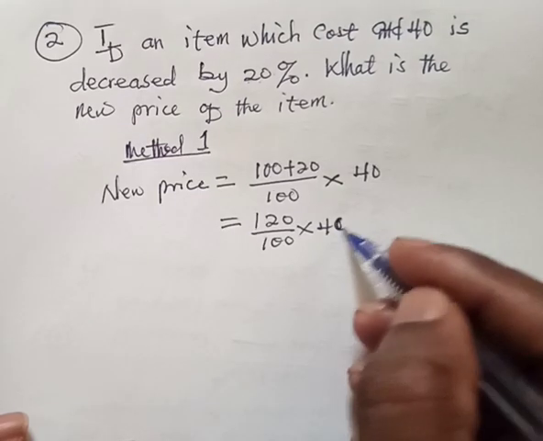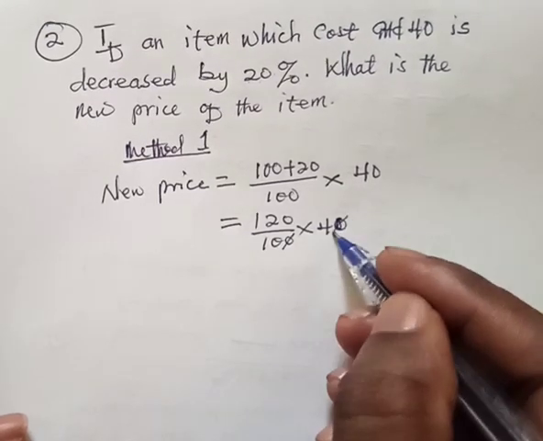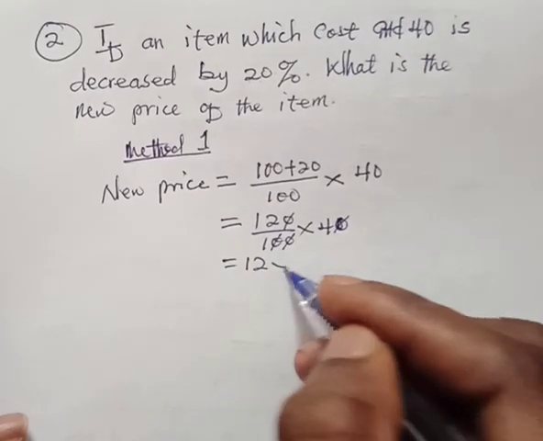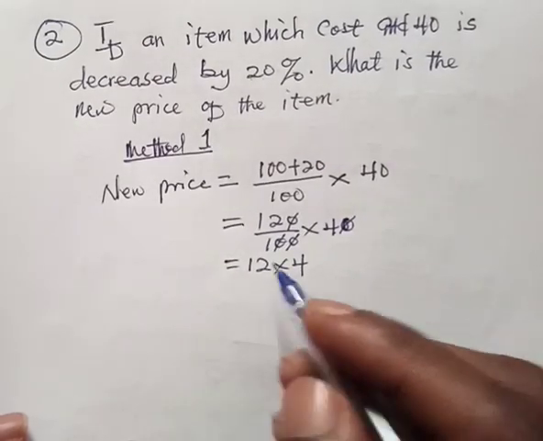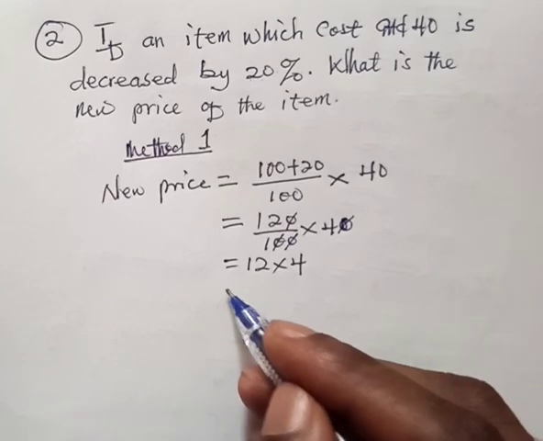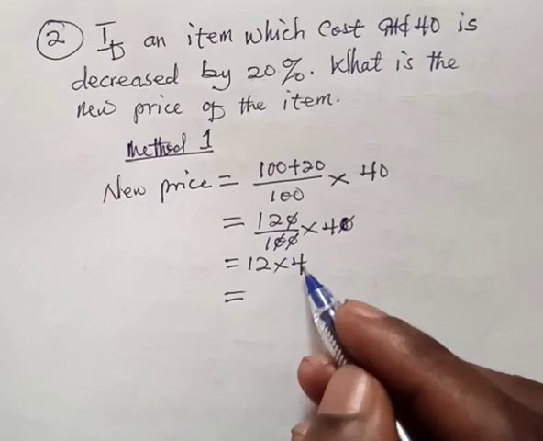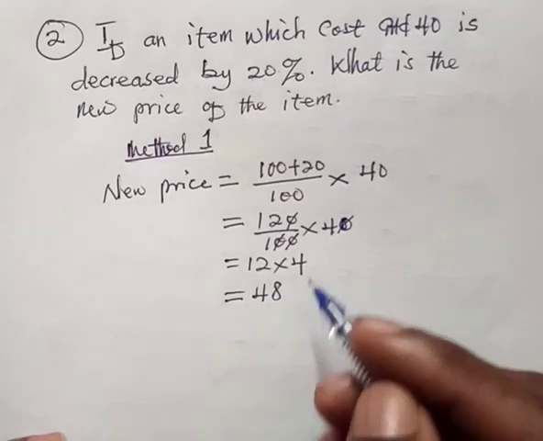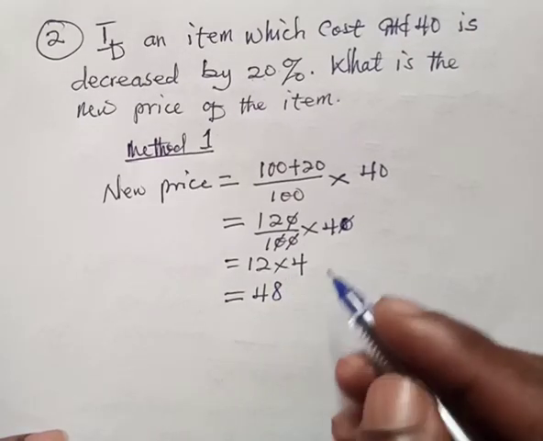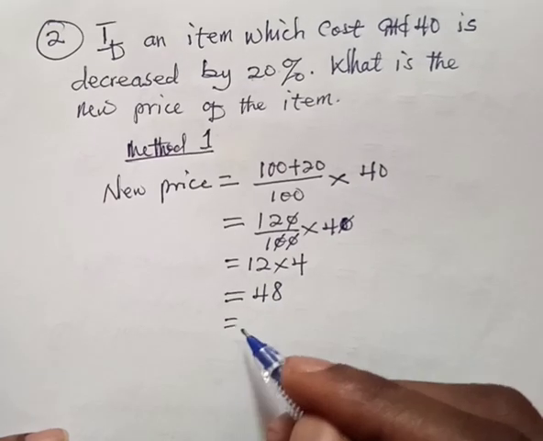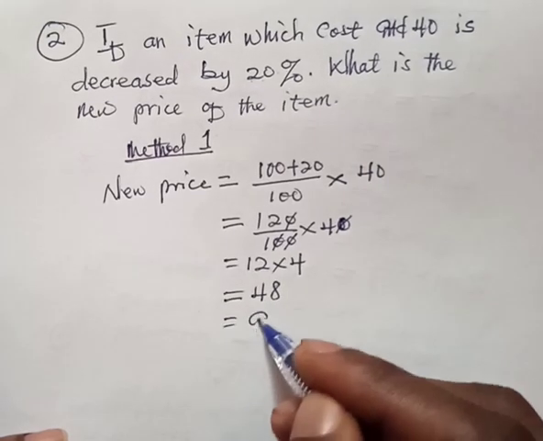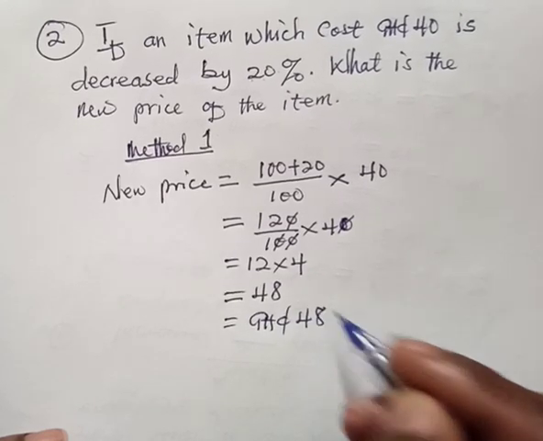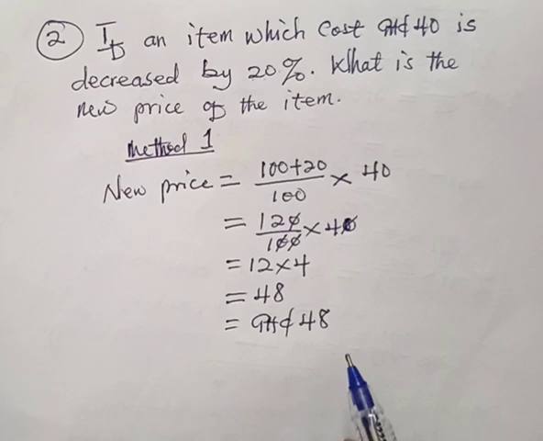Okay, so once we have 0 here, we can cross this. We can also cross this. Then we have 12 times 4, which gives us 48. Therefore, our new price becomes 48 Ghana cedis. So you see that this is very basic.